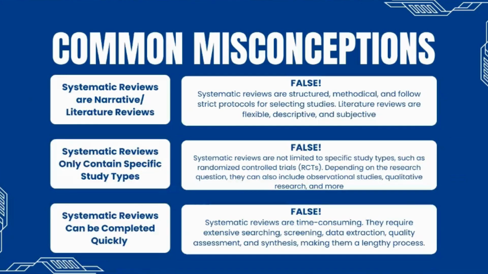Let's address some common misconceptions about systematic reviews. First, systematic reviews are not the same as narrative literature reviews. Systematic reviews are structured, methodological, and comprehensive. Second, they are not limited to specific study types. They can include randomized trials, cohort studies, qualitative research, and so on. Finally, systematic reviews are time-consuming. They are not quick. The extensive process of searching, screening, and data synthesis make them a time-consuming project.